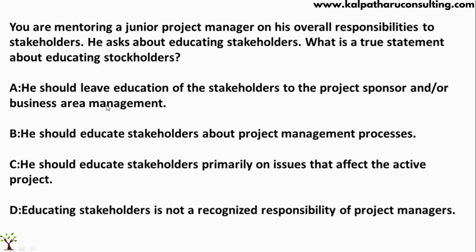He should educate stakeholders primarily on issues that affect the active project. Earlier I said it looks better, but when you deep dive into this option, if you are going to educate the stakeholders only on the primary issues, there can be branching issues which can impact the stakeholders or the project, and the stakeholders may not be aware of that or may not be collaborative towards those other areas. So only on the issues may not be the right option. So C may not be the right option as well. So let us strike it off. As I said, A, right?